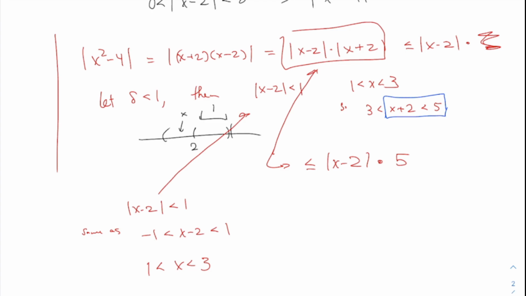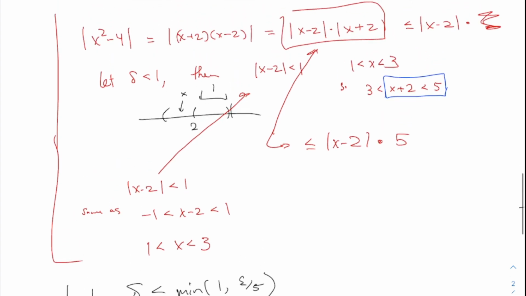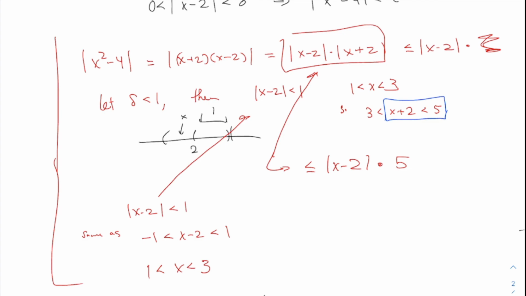All right, so let's just finish writing the proof then. So that's all the scratch work. I say let delta, what do you say here? Delta be less than? The min of 1 and epsilon over 5. Yes, the min of 1 and epsilon over 5, right? Epsilon over 5 because I ended up getting here absolute value of x minus 2 times 5. So when you solve for delta in that, you get epsilon over 5.